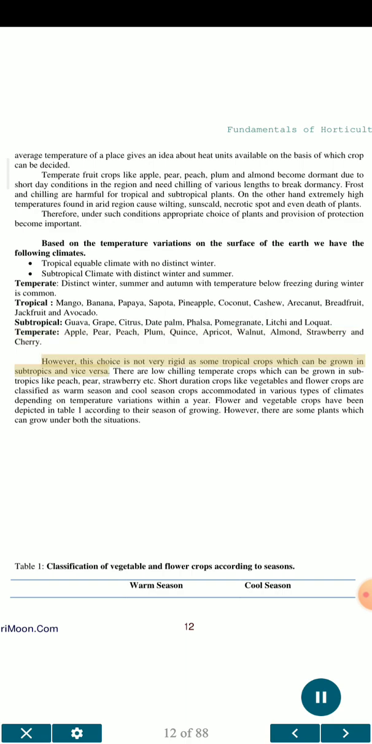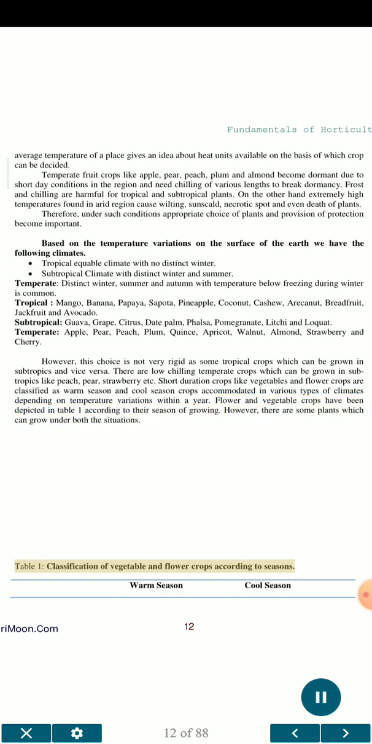However, this choice is not very rigid, as some tropical crops can be grown in the subtropics and vice versa. There are low chilling temperate crops which can be grown in the subtropics, like peach, pear, strawberry etc. Short duration crops like vegetables and flower crops are classified as warm season and cool season crops, accommodated in various types of climates depending on temperature variations within a year. Flower and vegetable crops have been depicted in Table 1 according to their season of growing. However, there are some plants which can grow under both situations.